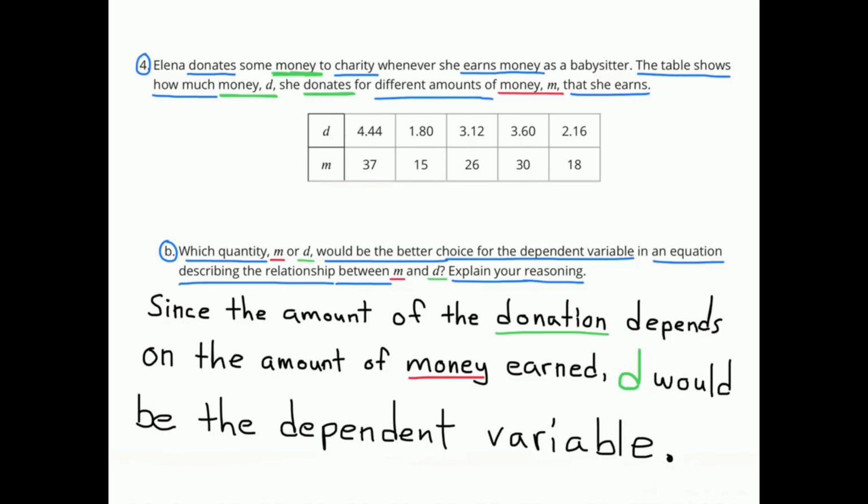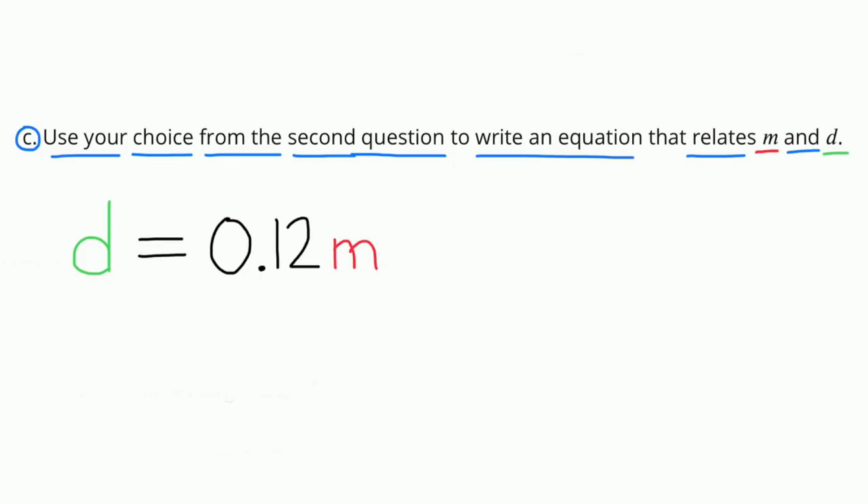B. Which quantity, M or D, would be the better choice for the dependent variable in an equation describing the relationship between M and D? Explain your reasoning. Since the amount of the donation depends on the amount of money earned, D would be the dependent variable. C. Use your choice from the second question to write an equation that relates M and D. My equation is D equals 12/100 times M.